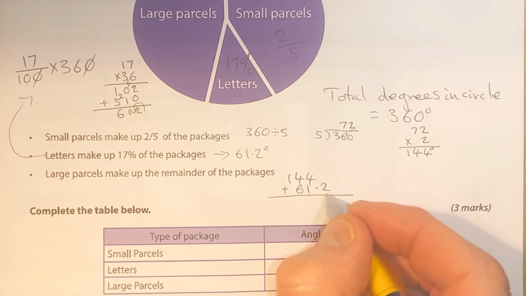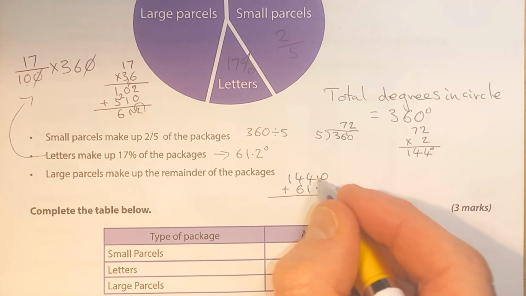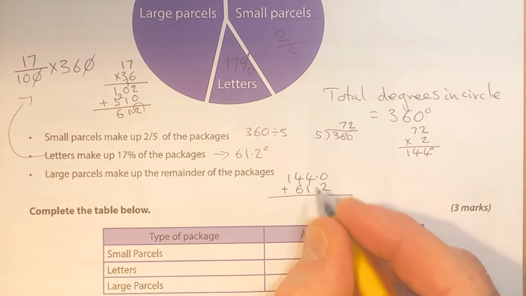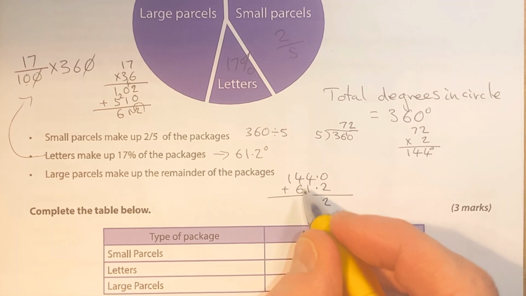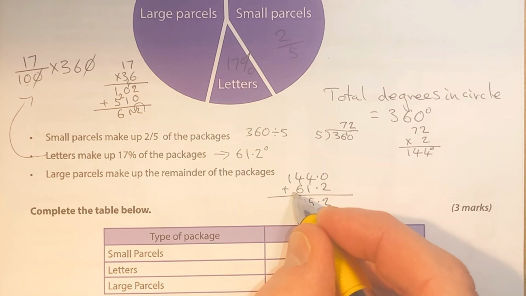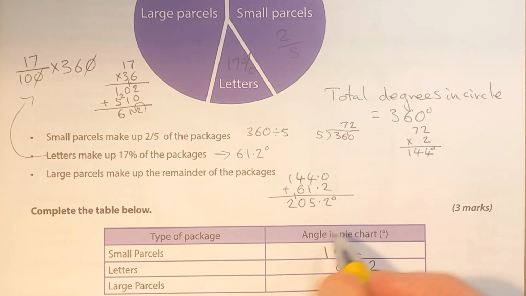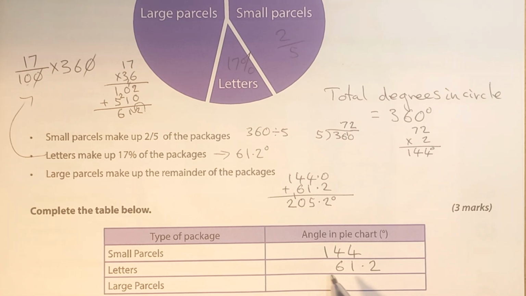And to give me something to add the 0.2 to, I'm just going to put 0.0 up there. So 0 plus 2 is 2. 4 plus 1 is 5. 4 plus 6 is 10. 0 carry the 1. 1 plus 1 is 2. So we've got 205.2 degrees.